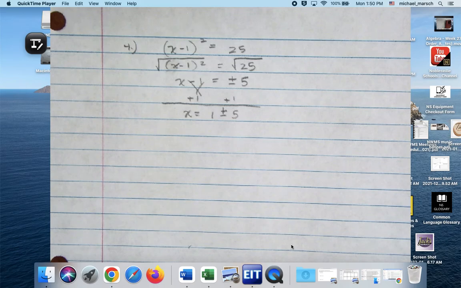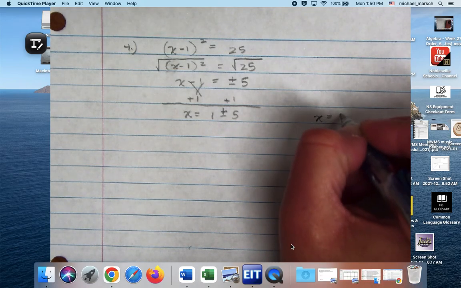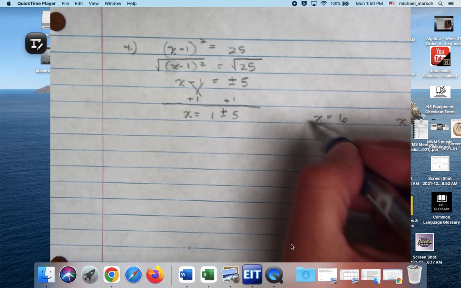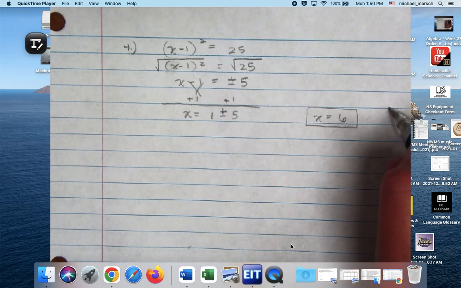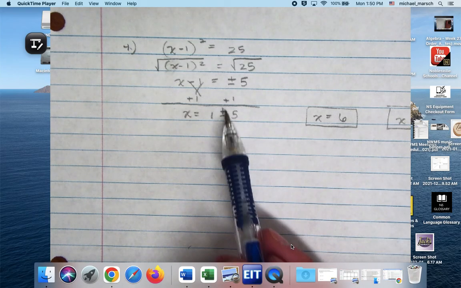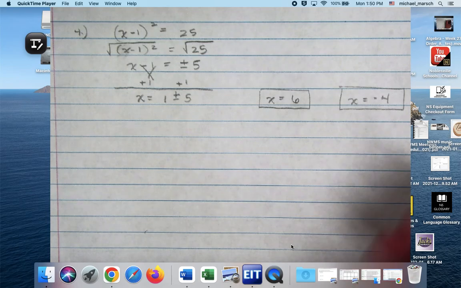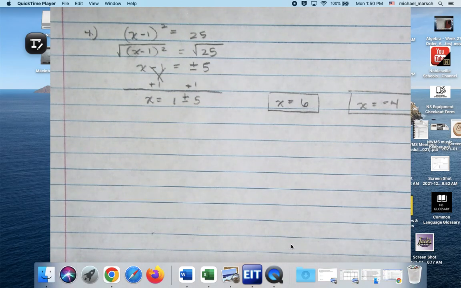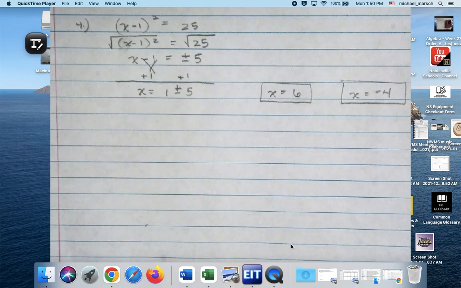So what's 1 plus 5? What's 1 minus 5? Negative 4. So there are my x values. I can't leave it like this. I actually have to do the addition and the subtraction to get the two values of x. That's x equals negative 4? Yes, because 1 minus 5 is negative 4.